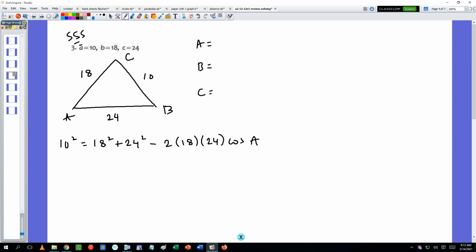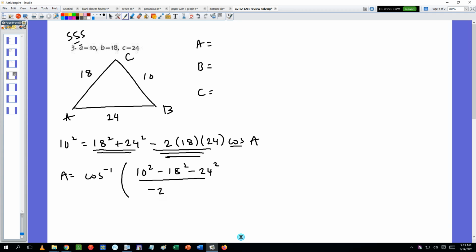To solve for that A over there, we're going to take these two things and subtract them over. We're going to take these three things and divide them under, and we'll do the inverse of that word. So A is equal to a cosine inverse. We started with the 10 squared. We're going to subtract the 18 squared and the 24 squared over. And underneath, we're going to divide by the -2, the 18, and the 24.